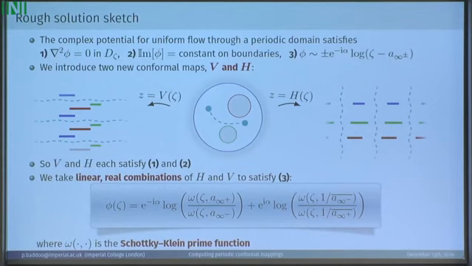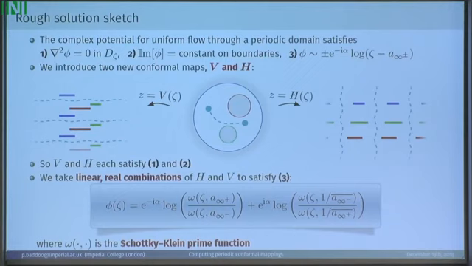Basically, we construct two new conformal mappings. You probably thought we were done with the mappings, but we have two new ones. I call them V and H. And basically, they map this circular domain to this periodic array of slits with constant imaginary value. And H is the same, except now the period is in the horizontal direction. So both V and H satisfy point 1 because they're conformal maps, they're analytic. And because these slits have constant imaginary value, they also satisfy 2. They take constant imaginary part on the boundaries.